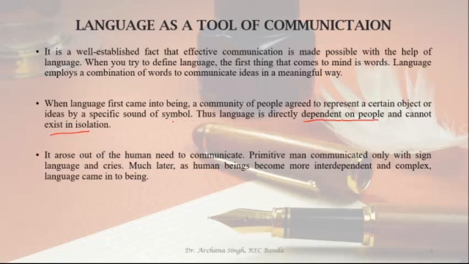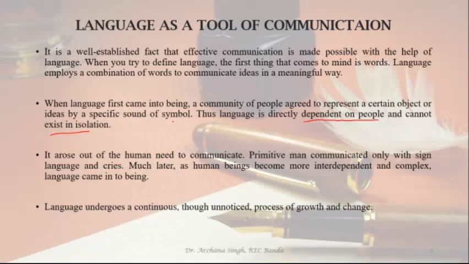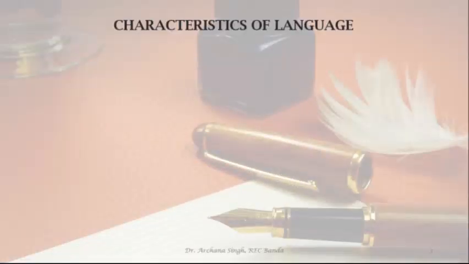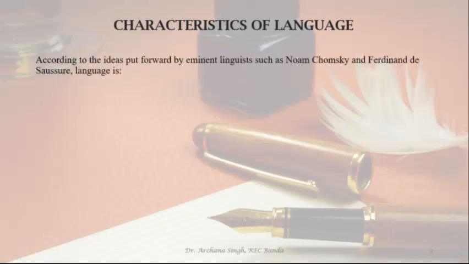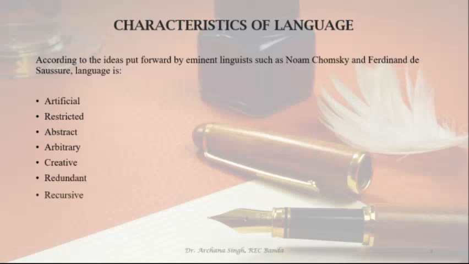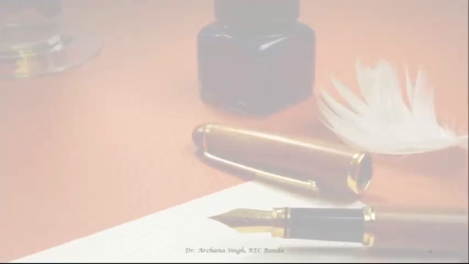Then, it arose out of human need to communicate. Primitive man communicated only with sign language and cries. Much later, as human beings became more interdependent and complex, language came into being. So, language undergoes a continuous, though unnoticed, process of growth and change. Now, according to our eminent linguists, Chomsky and Ferdinand, language has certain characteristics: it is artificial, restricted, abstract, arbitrary, creative, redundant, recursive, and we'll study it one by one.